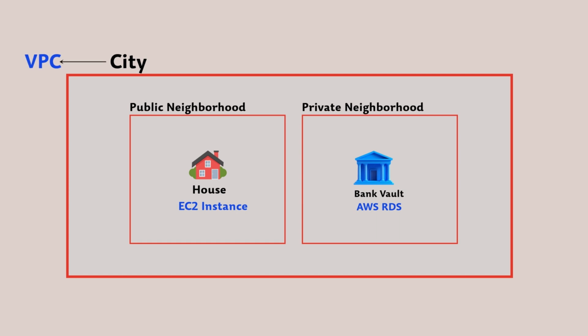Okay, VPC is a logical isolated virtual network in AWS, where you can launch and manage your resources with full control over IP address routing and security.